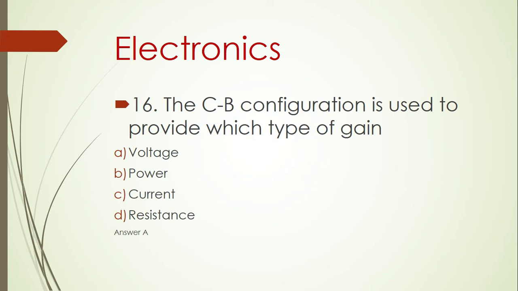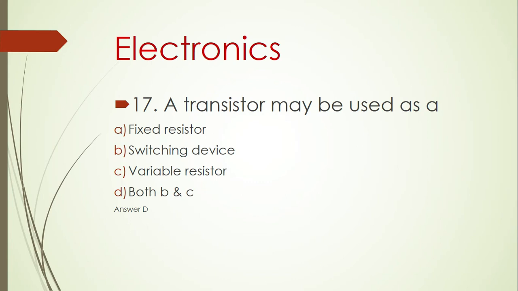MCQ number 17. A transistor may be used as a fixed resistor, switching device, variable resistor, D, both B and C. A transistor may be used as a switching device and variable resistor. Now let's move to another MCQ.